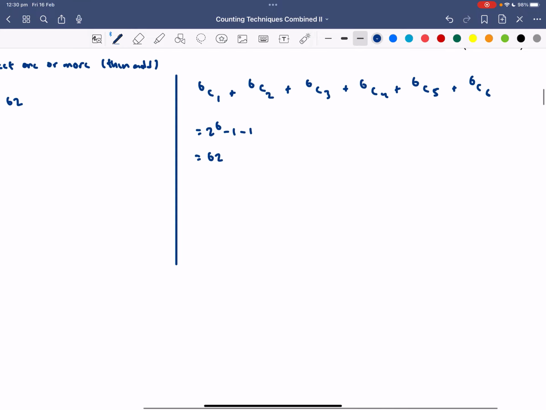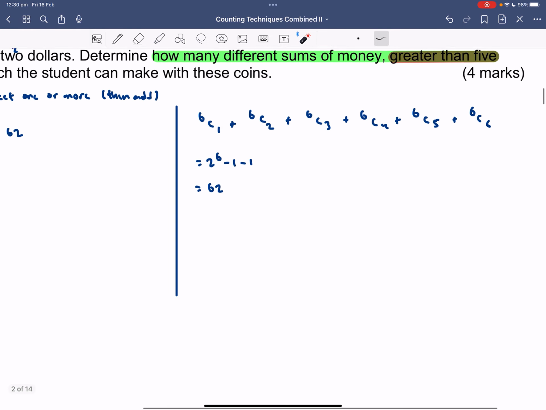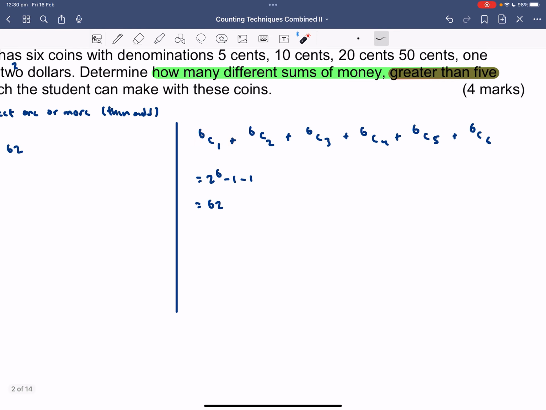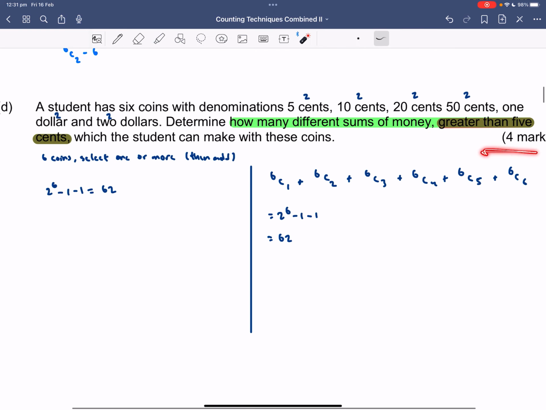And a lot of students would have just done this. They would have realized that, okay, if I'm choosing one coin, then you don't actually have a choice of 6 coins. Because you have to be greater than 5 cents, the one time you pick one coin only, you only have 5 things to select from. So 5 choose 1 is 5, whereas 6 choose 1 is 6. So automatically you realize that 2 to the 6 is too much, and you have to minus 1 more away. Okay? I hope that makes sense. That's actually a very easy question for 4 marks.